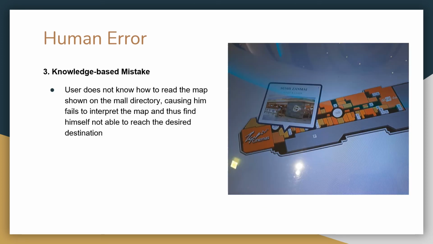The third one is knowledge-based mistake. The user does not know how to read the map shown on the mall directory, which causes him to fail to interpret the map and find himself unable to reach the desired destination.